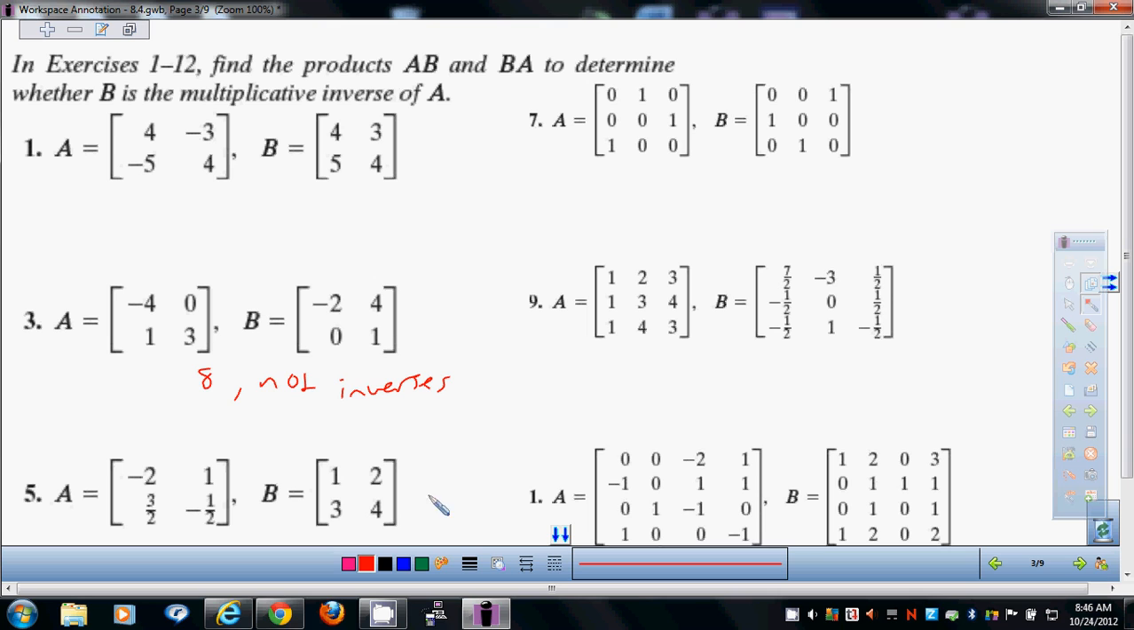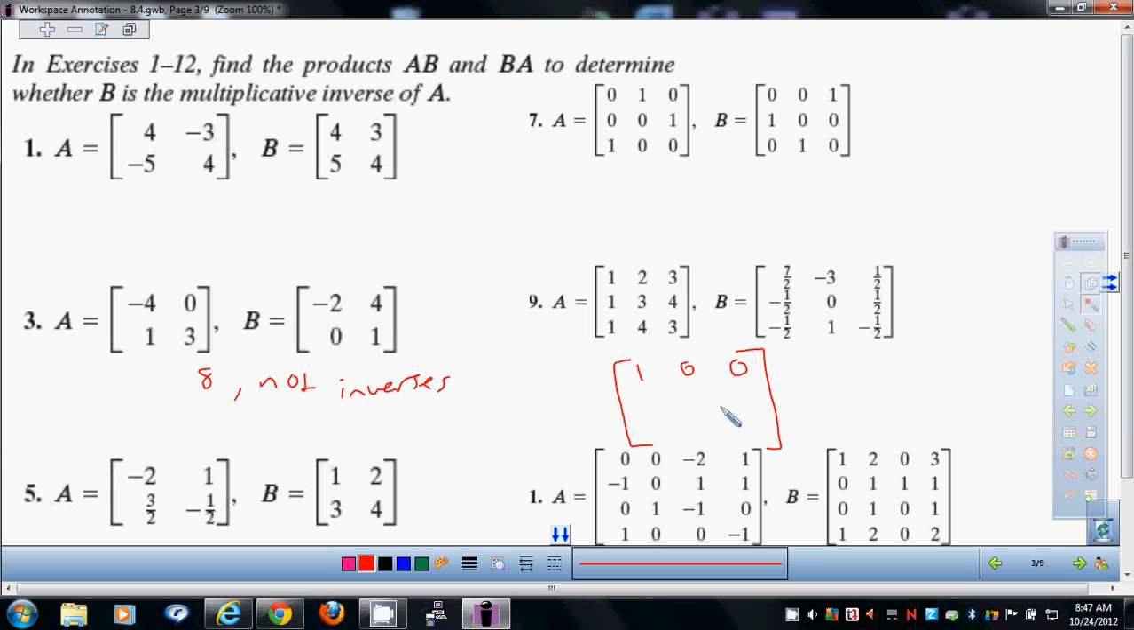Now also, notice all these are squares. That was done for your convenience so that you can more easily tell what dimensions your product will be. Let's look at number 9. Here we go, A times B. 7 halves minus 1 is 5 halves minus 3 halves. 5 halves minus 3 halves is 2 halves, which is 1. First row, second column. Negative 3 plus 0 plus 3 is 0. So far, so good. We're still the identity. First row, third column. 1/2 plus 1 is 3/2 minus 3/2. 3/2 minus 3/2 is 0.